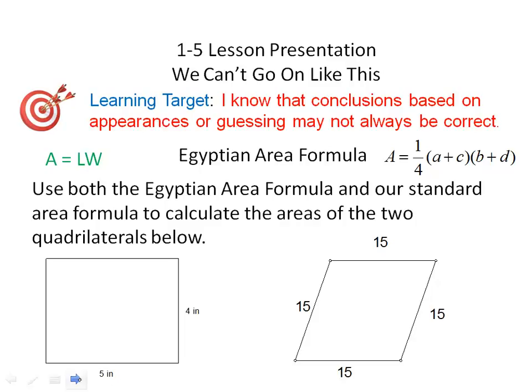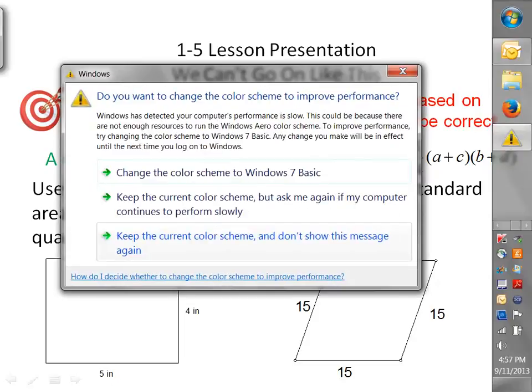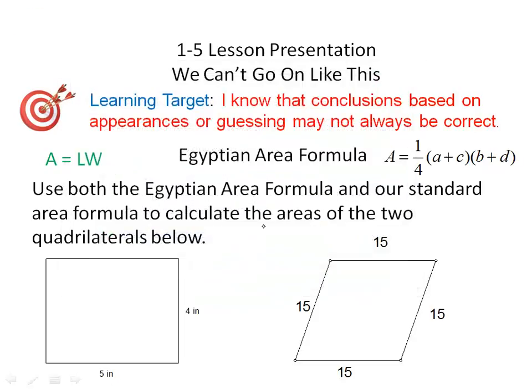So we are going to use both the Egyptian area formula and our standard area formula, the rectangle, to calculate the areas of the two quadrilaterals below here. So we have this rectangle, and that's a 5 by 4 inch. Then we have this rhombus here that is 15 units on each side.